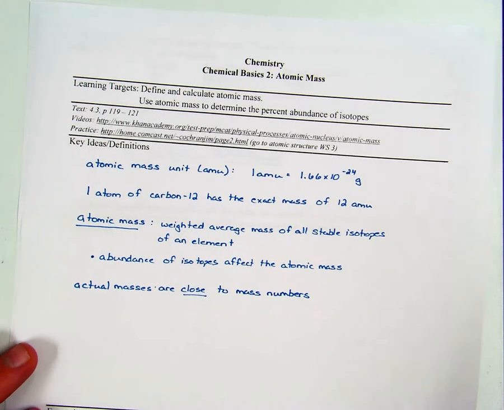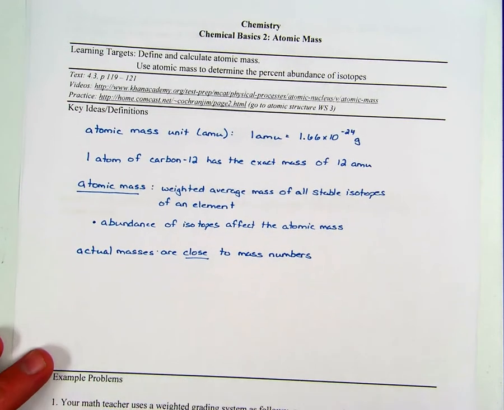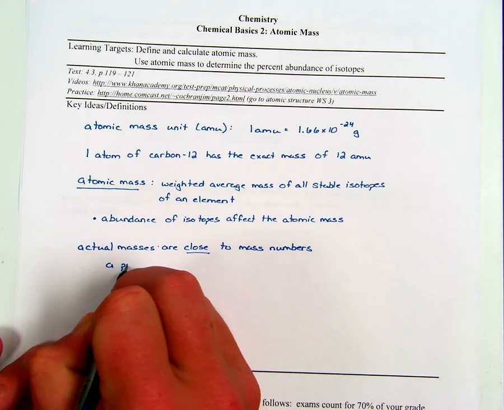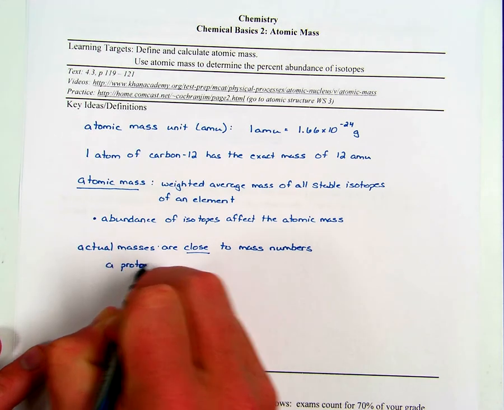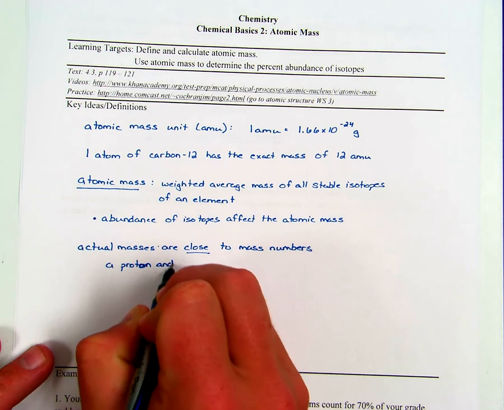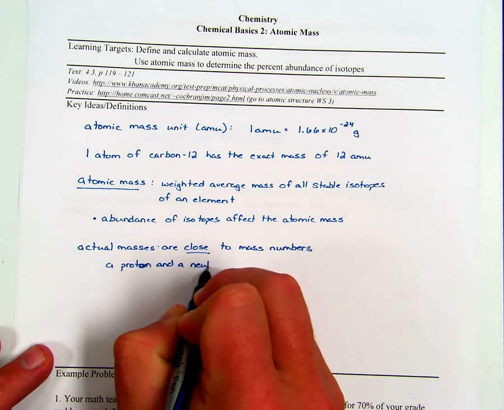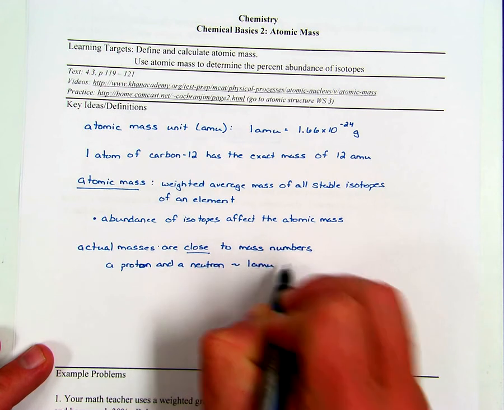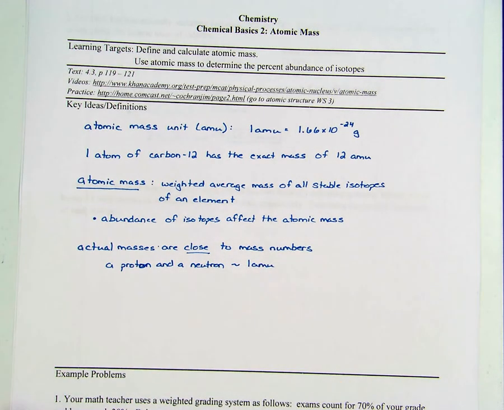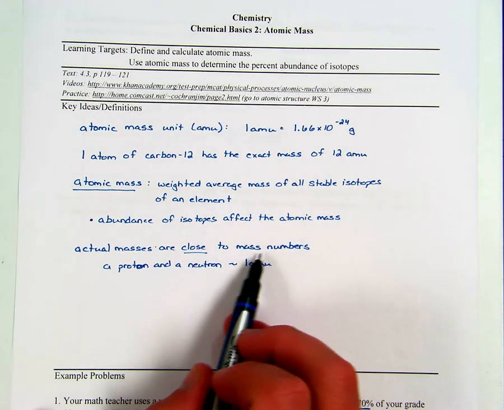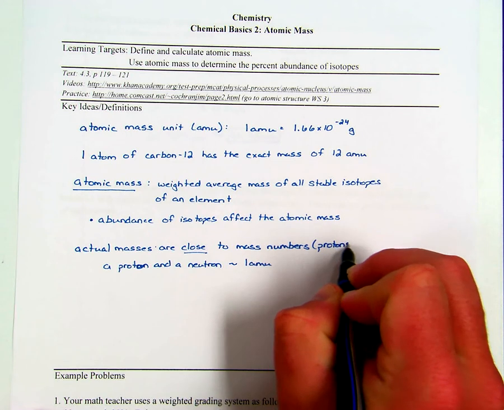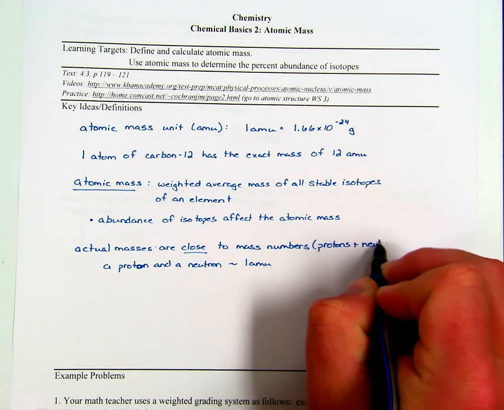It's because a proton and a neutron are both approximately 1 AMU. Okay, they're actually both slightly heavier than 1 AMU. So when we talk about a mass number, remember those are protons plus neutrons. Let's jot that down here again. Protons plus neutrons. So that mass number is the number of protons plus neutrons.